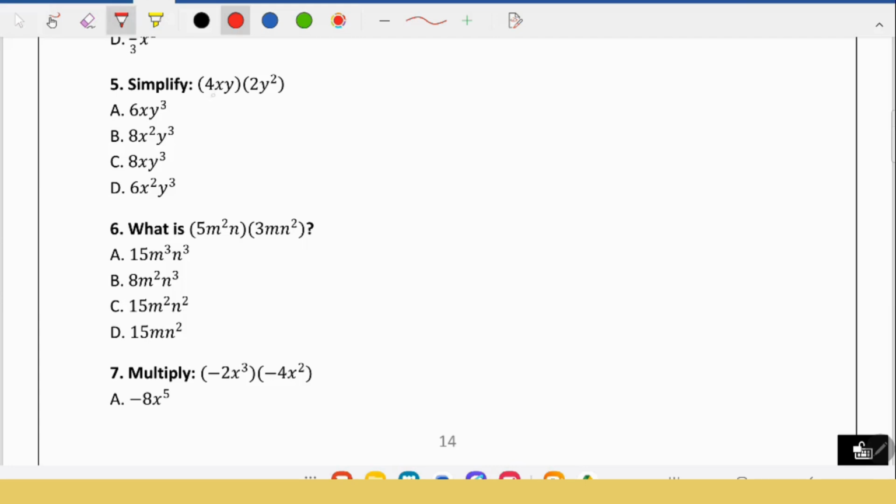Next I have 4xy times 2y². I multiply the coefficients first. 4 times 2 is 8. x, y and y² would be y³, because they are the same variable, I'm going to add their powers. 2 plus 1 is 3. So 8xy³. This is option C.